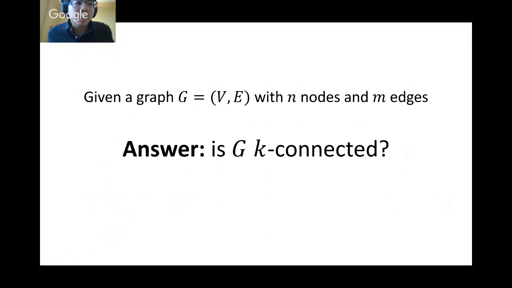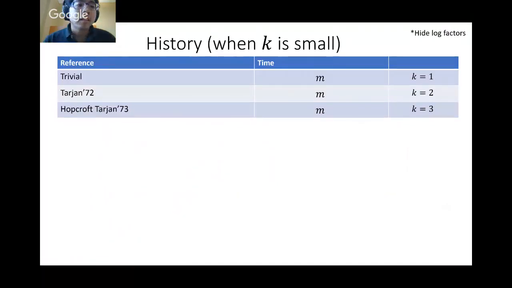So the question that we ask is really a basic question. In the classical setting, we are given a graph with n nodes and m edges, and we ask if G is K-connected. There is a long history about this problem. When K is 1, this is really just asking if the graph is connected. We can do breadth first search or depth first search in linear time. When K is 2 or 3, Tarjan and Hopcroft have found a linear time algorithm as well.